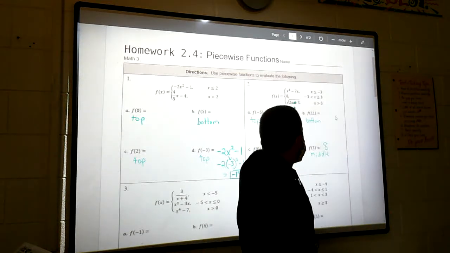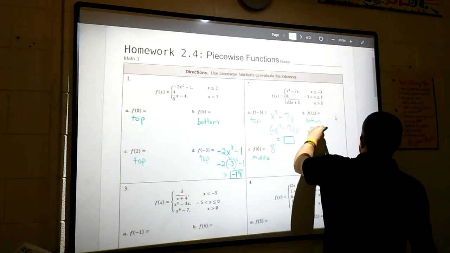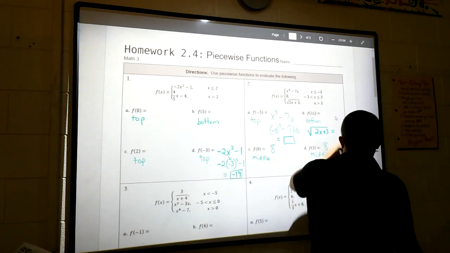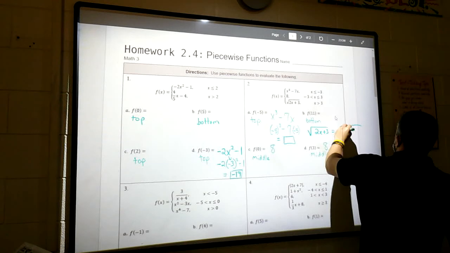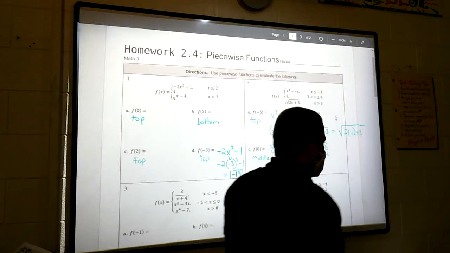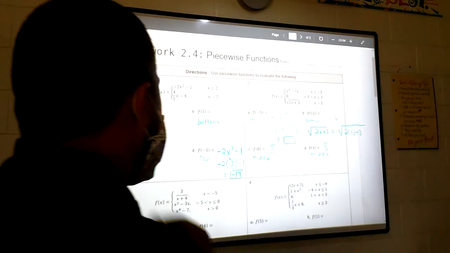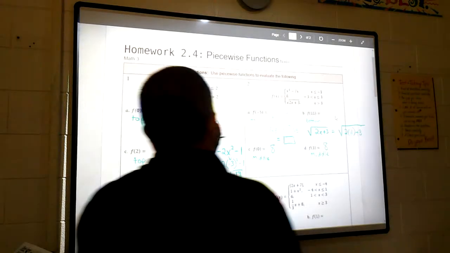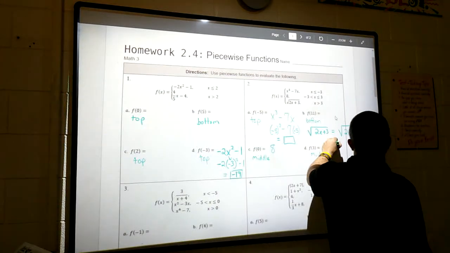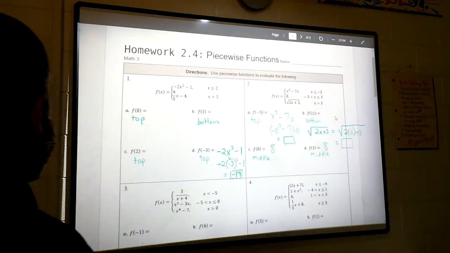In the bottom equation, you have the square root of 2x plus 3. Wherever you see x, you're going to plug in 11 in parentheses. And then you can find what that is in your calculator: the square root of 2 times 11 plus 3. So those are what you're trying to do in these problems. You're just trying to figure out which equation to use and whether it's the top or the bottom for the first ones.